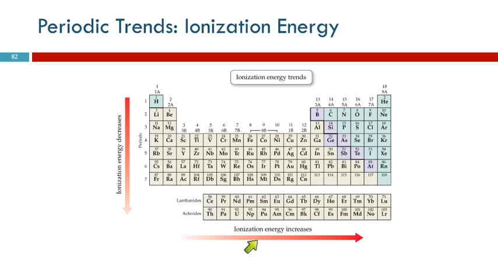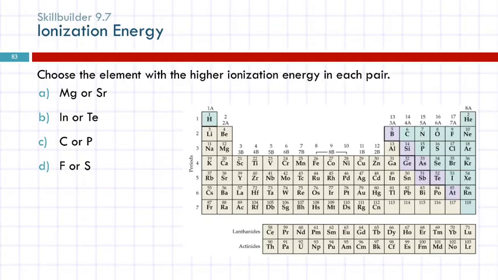Ionization energy increases as you go across, decreases as you go down. So choose the element with the higher ionization energy. So magnesium or strontium. So here's magnesium and here's strontium. Which one is going to be easier to take an electron from? Strontium is going to be easier.